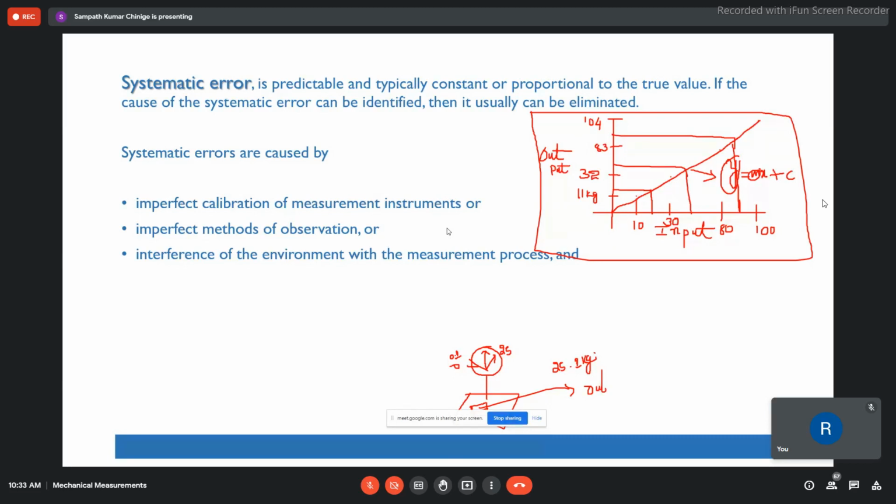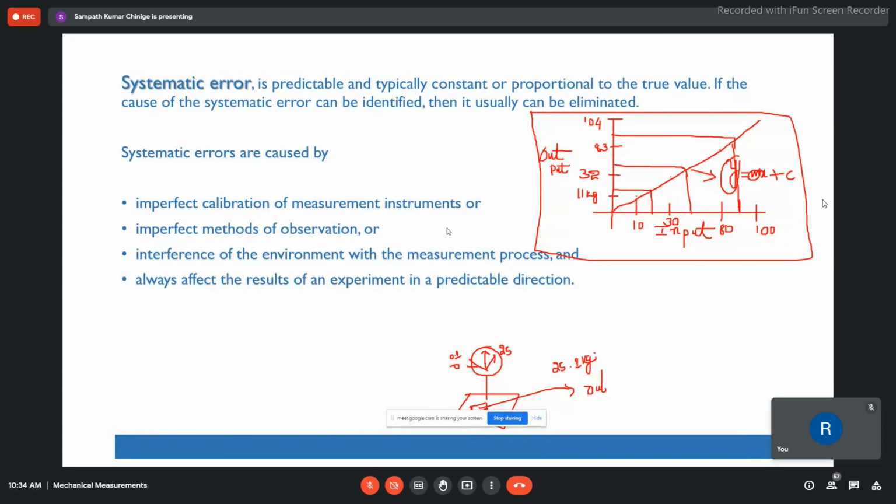You should not forget that environmental or external effects will always have a say in the measurement process. Because of that also, you will always have this kind of systematic errors. But what is the good thing about this error? This error will always take a predictable direction. When you increase the input, the error may keep on increasing by a particular proportion. That is a good thing. If it follows a particular direction, it is easy to find out. It is easy to measure the deviation.